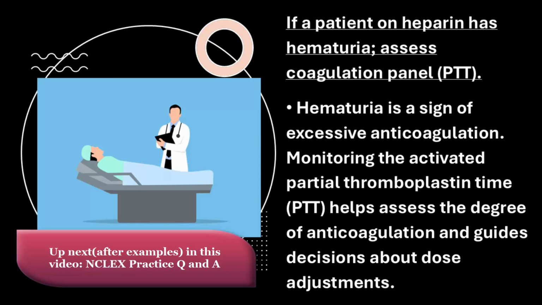Example number 10. If a patient on heparin has hematuria, assess coagulation panel, PTT. Hematuria is a sign of excessive anticoagulation. Monitoring the activated partial thromboplastin time, PTT, helps assess the degree of anticoagulation and guides decisions about dose adjustments.